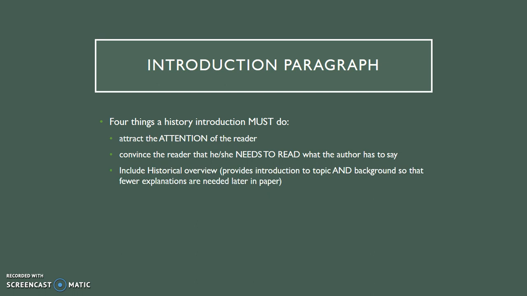You need to give a historical overview. This is not only going to provide an introduction to the topic that you're going to talk about, but it's going to give the reader necessary background that you won't need to explain later in your paper. You are writing this introduction for someone who doesn't know anything about Hamilton or Jefferson and the Federalist and Republican parties. So you can't include every little detail, but you can include information that is going to help them, and it's going to actually help you because you won't have to include it later in your paper.